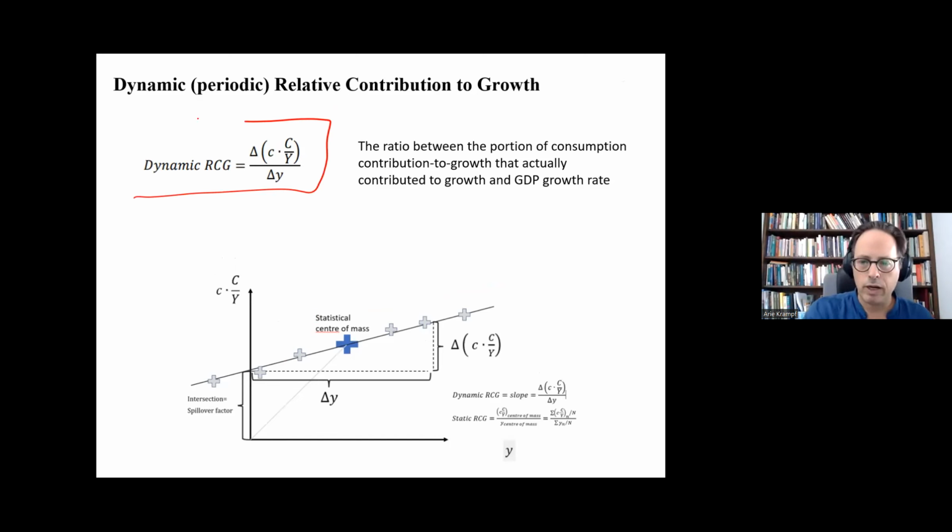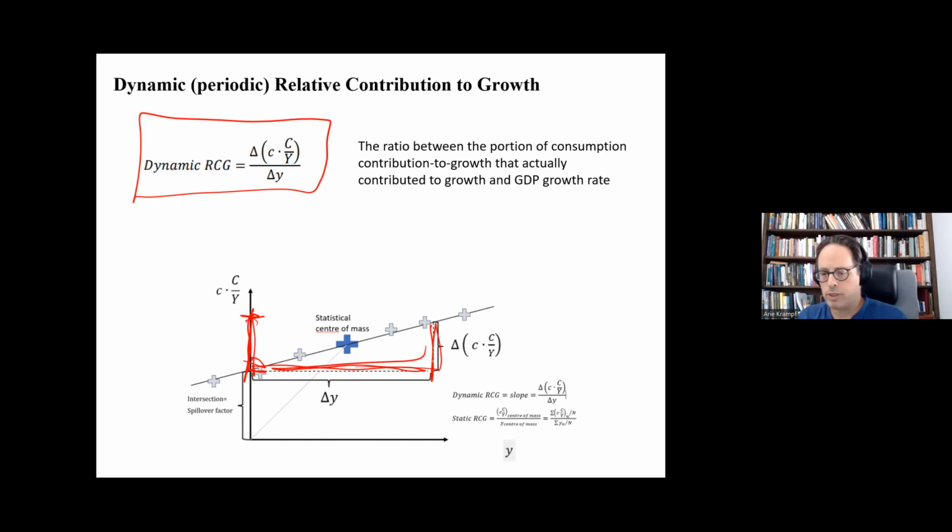So the dynamic relative contribution to growth captures the change in the contribution to growth given a 1% increase in the GDP growth rate, which is this. So this is the proportion. What happens when you increase GDP growth? What would be the increase of the contribution to growth of each demand component? And this is why I call it dynamic. It is not a static one.